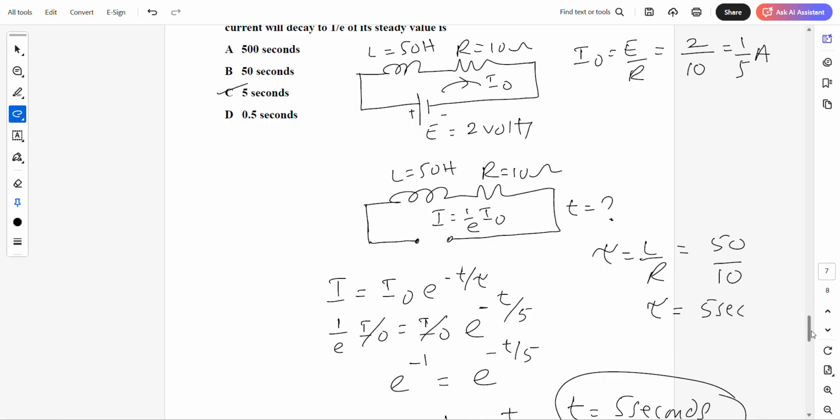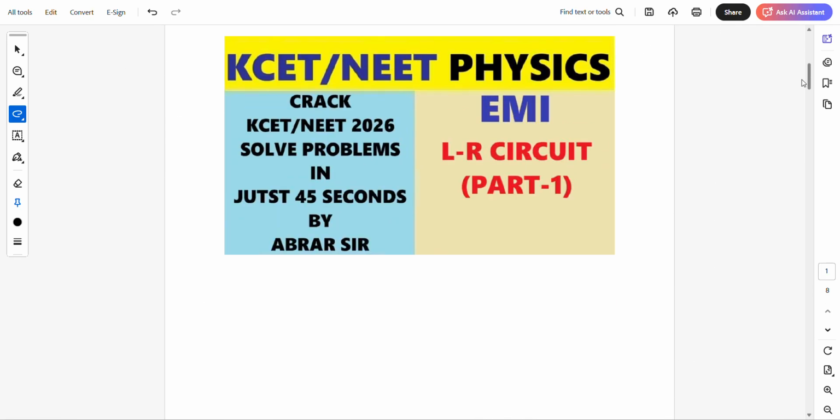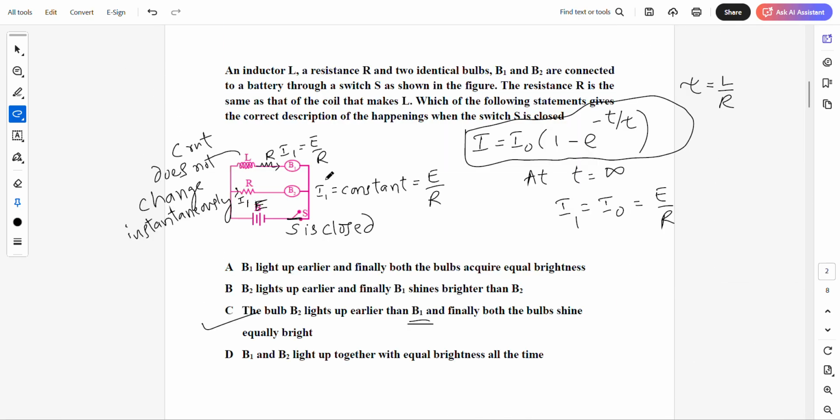Okay, this is part 1 of LR circuit in the chapter Electromagnetic Induction. Hope you understood all these problems. Okay, we have started with this first problem. What is the equation of growth current? I is equal to I naught into 1 minus e to the power of minus T by tau, where tau is nothing but time constant, that is given by L by R. I naught is given by E by R. That is the maximum current, steady current.